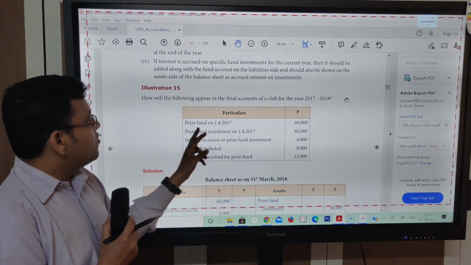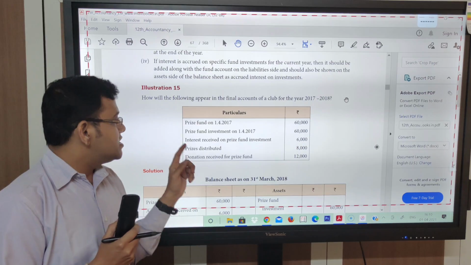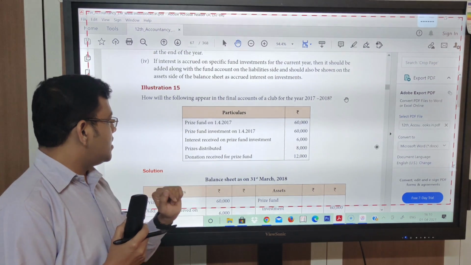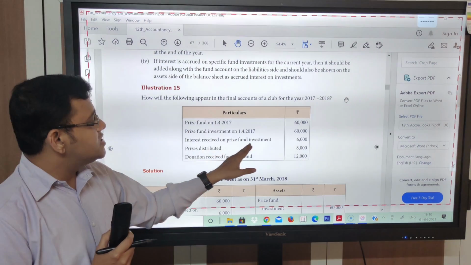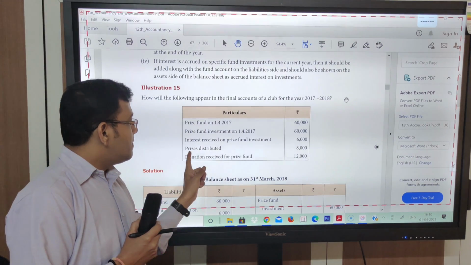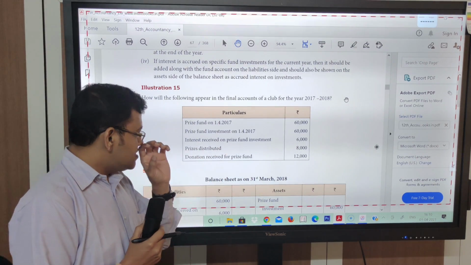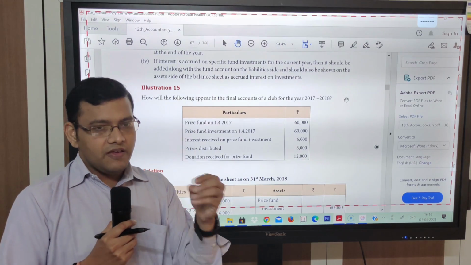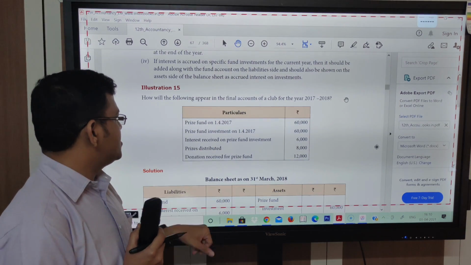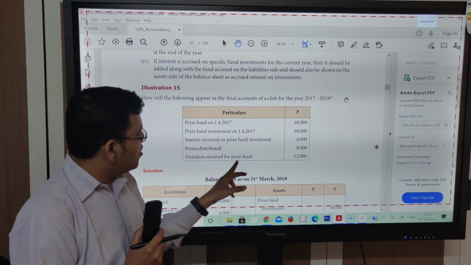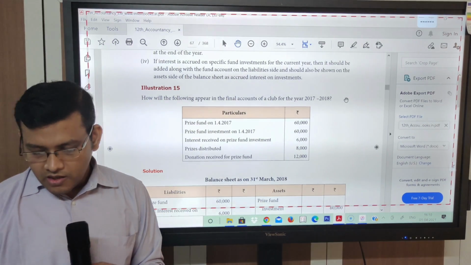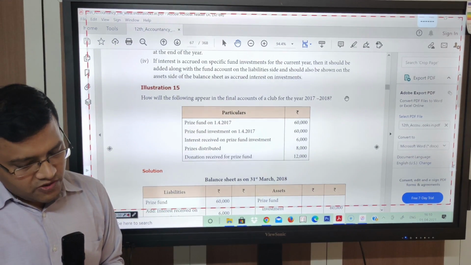So the prize fund was 60,000. The prize fund investment was again 60,000. The interest received on the prize fund investment is 6,000. Prizes distributed. That means these prizes were given for which the prize fund was created, and you got some more donation for the prize fund. So how are we going to treat each one of these?